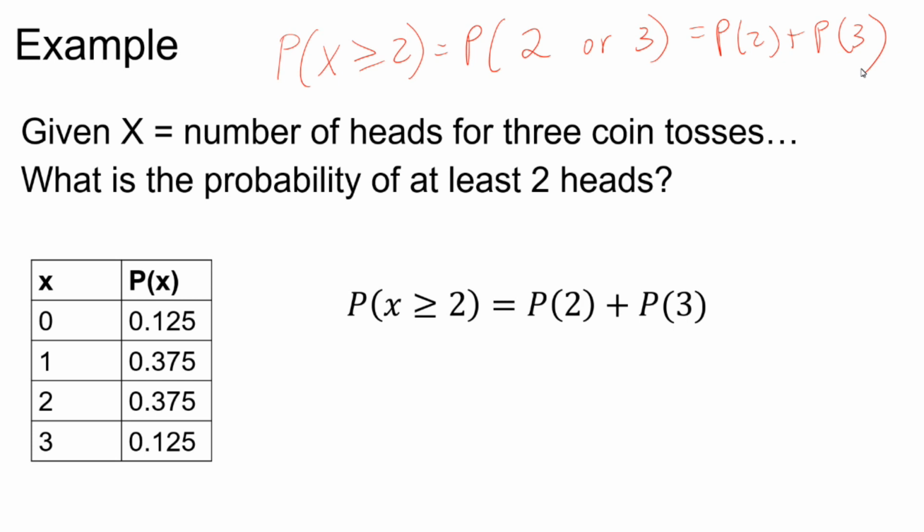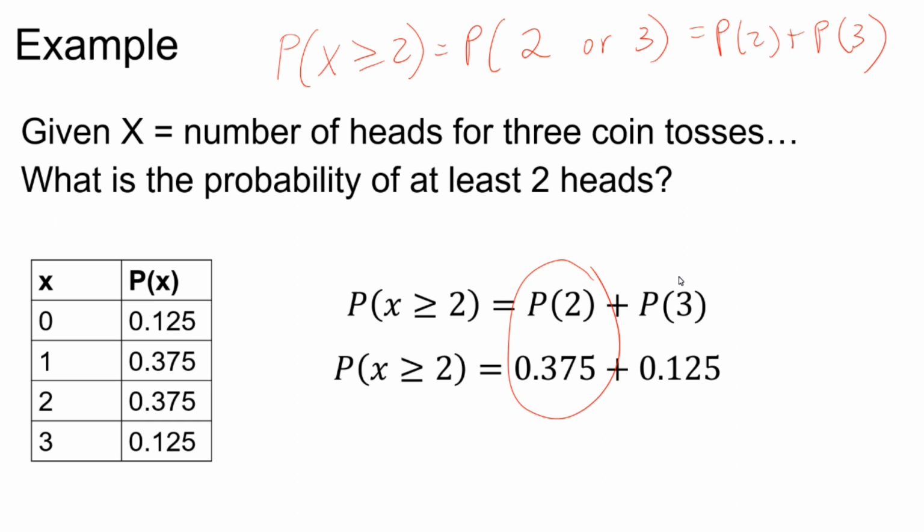All right, so the probability x is at least 2 equals the probability of 2 plus the probability of 3. All we have to do is add those probabilities together, those probabilities that are describing the sample point 2 and 3. Add those probabilities together, and what we end up getting is 0.5.